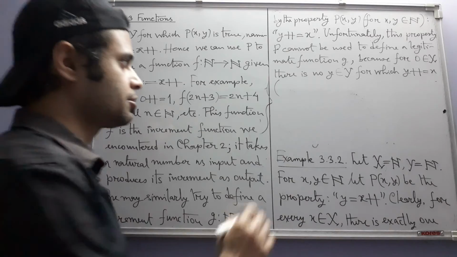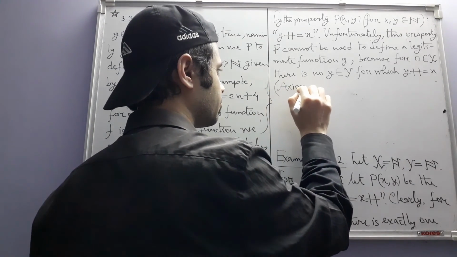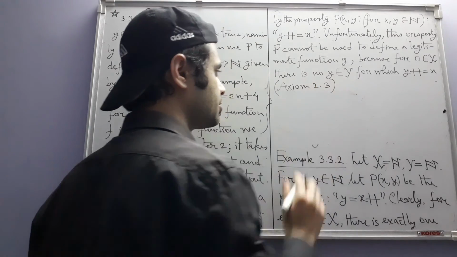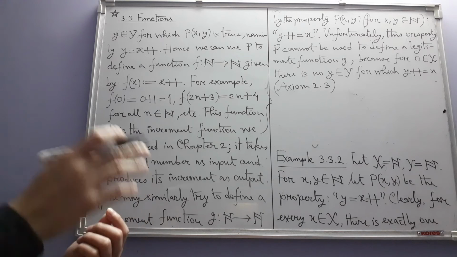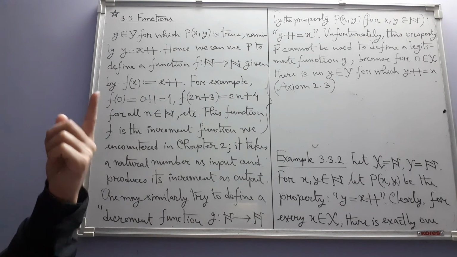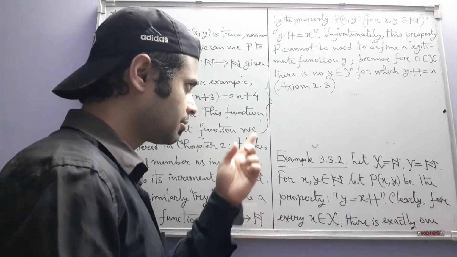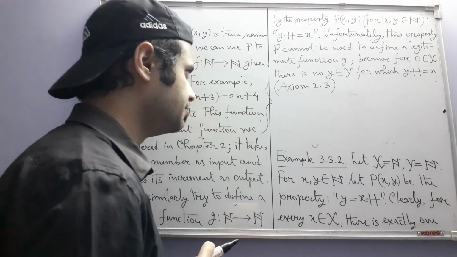This is because of the third Peano axiom. If you recall, the third axiom specifically says just this, that 0 should not be the increment of any natural number, so that we don't have any wrap around. If you recall those things. So it's from the third Peano axiom that we are getting this problem.